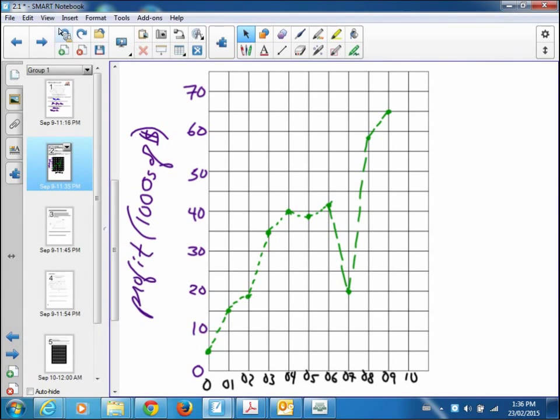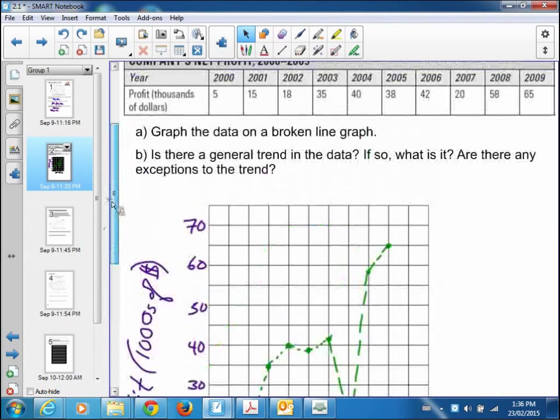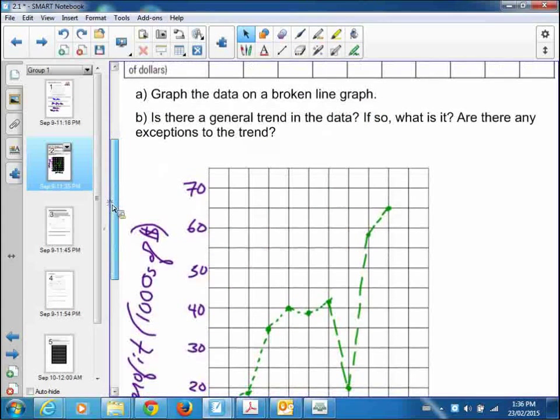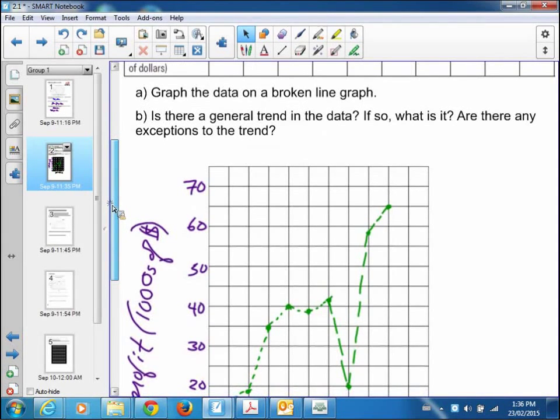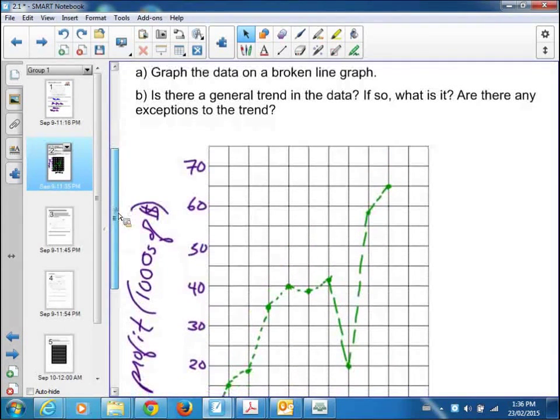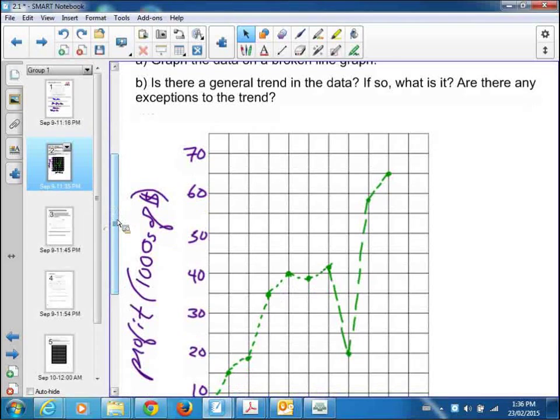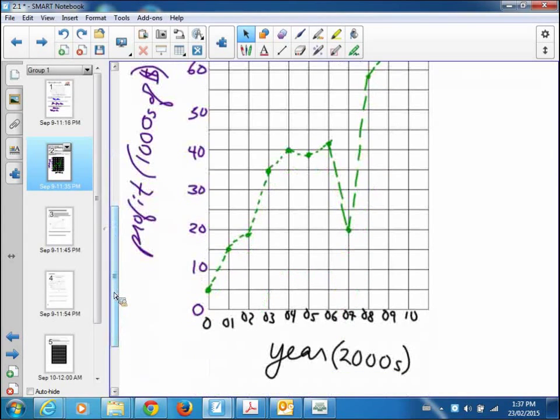You remember. Is that a stumper? Yeah. Then the next question was, B, is there a general trend on the data? If so, what is it? Any exceptions? So in general, what happens from left to right? One year is a major exception, but this guy started a business in the year 2000.